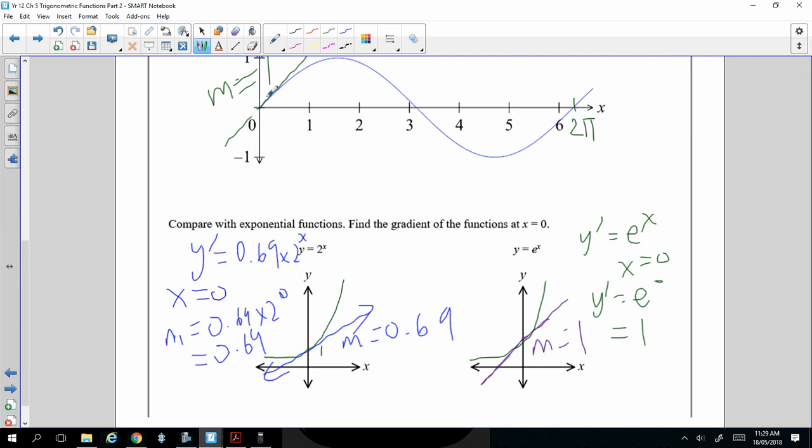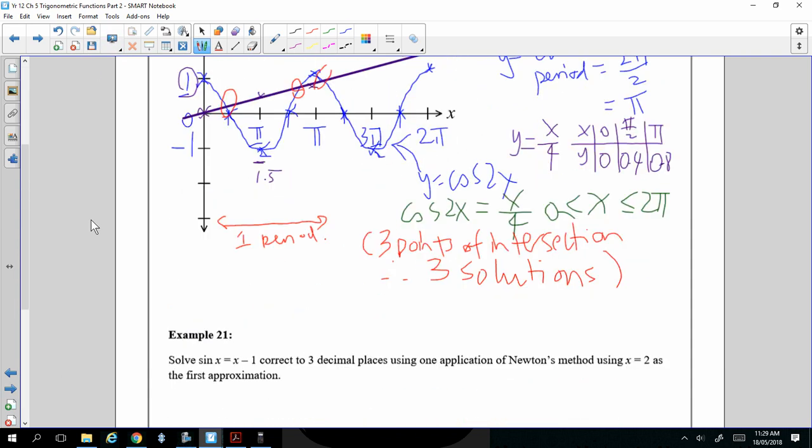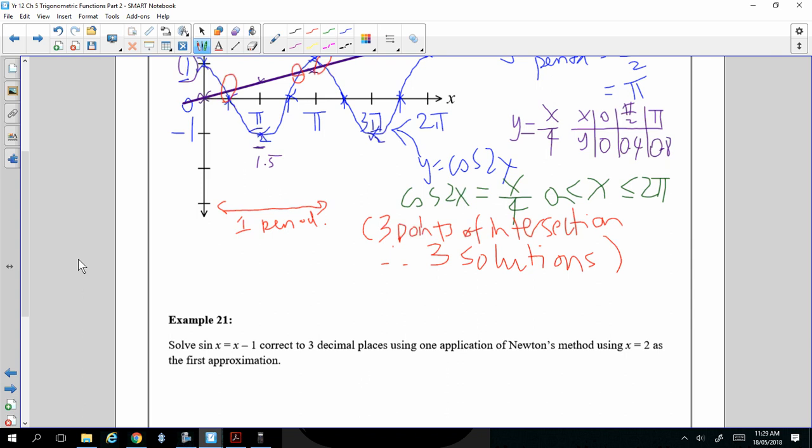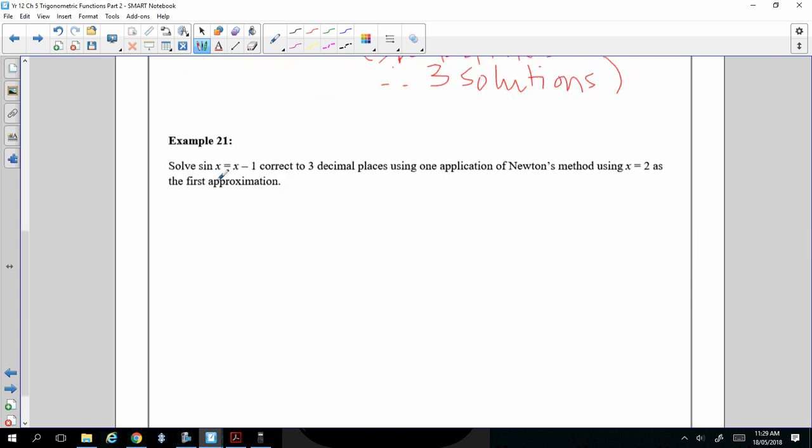All right, now we're on page 14. Go to page 14. Actually, is it 14? Yeah, it's 14. And then you also use Newton's method to solve this equation. Just remember to use radian mode when you do so.